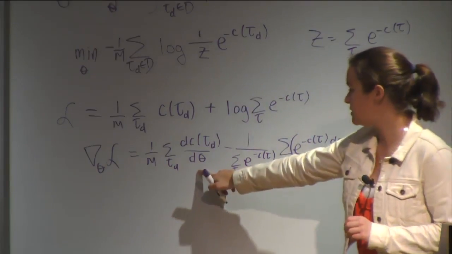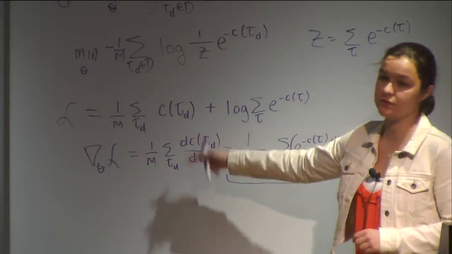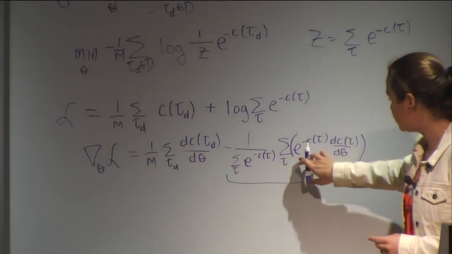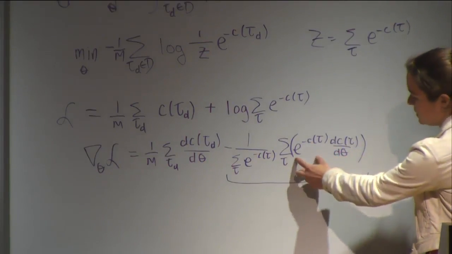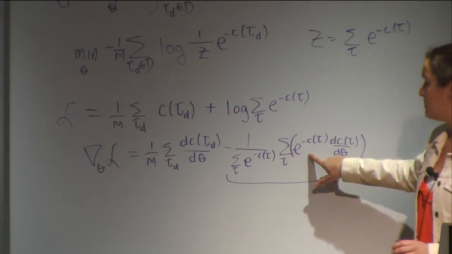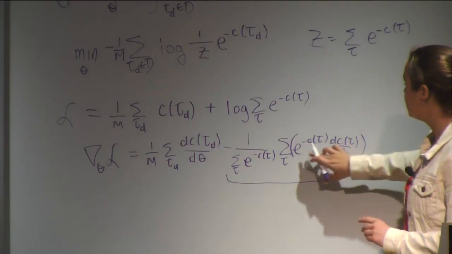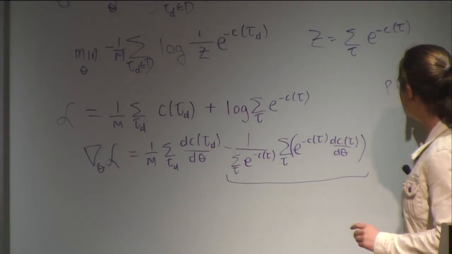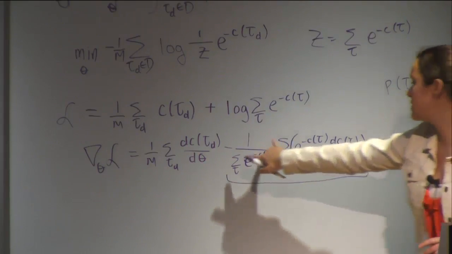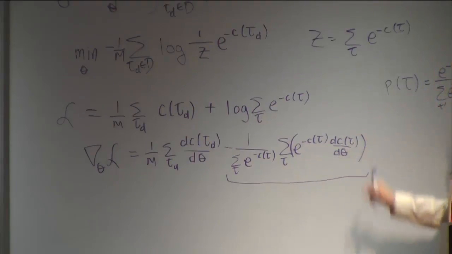This term is fairly easy to differentiate to compute the gradient of. We just need to differentiate through our parameterized cost function. But for this term, one thing that you might notice is there's this e to the negative c of tau here, and then there's this term right here, which is essentially the normalization factor. Note that the probability of a trajectory is equal to e to the negative c of tau divided by the sum over all possible trajectories of e to the negative c of tau. So if we bring this normalization term inside, we actually get the probability of a trajectory.